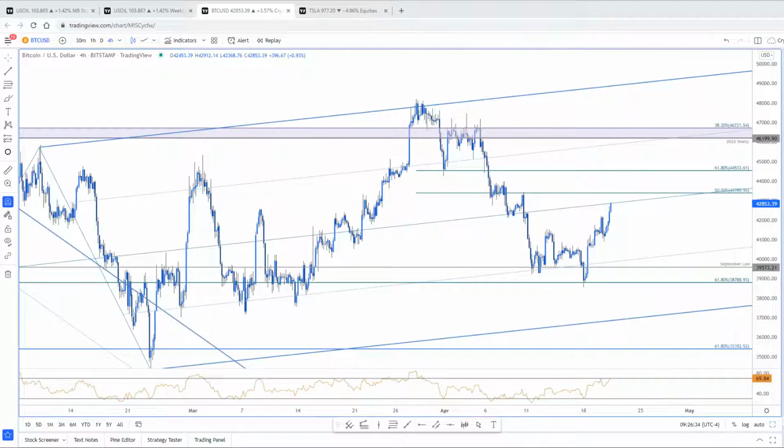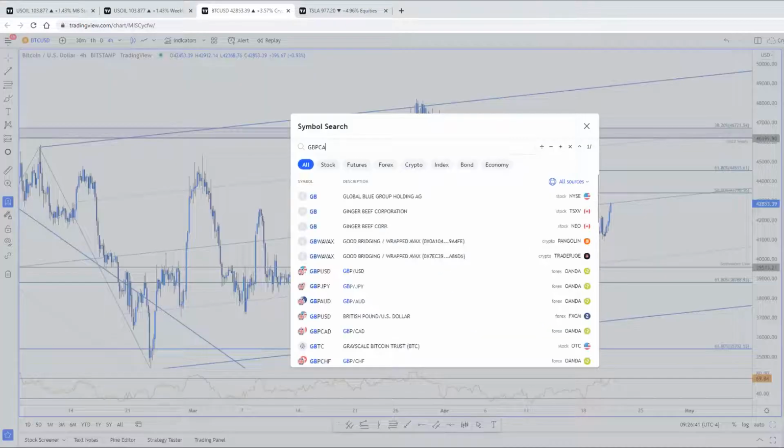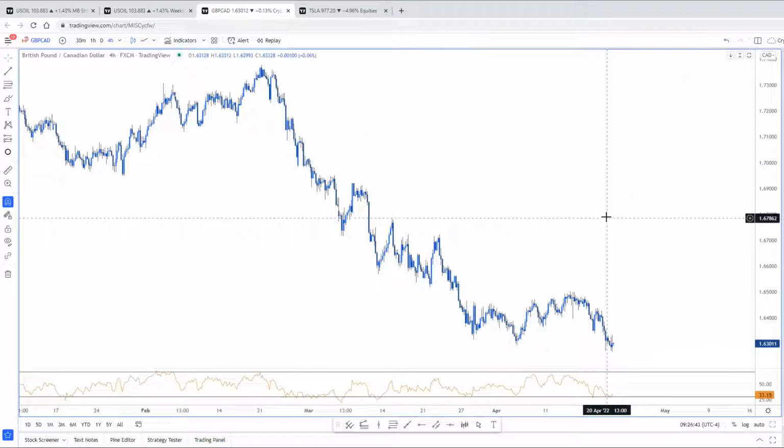Marcin, I know you have all these crosses, but let me see if I can get to some of this. Sterling CAD. Oops, wrong charts.